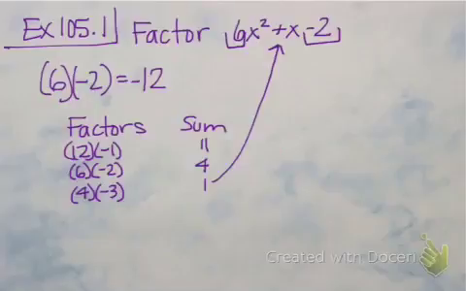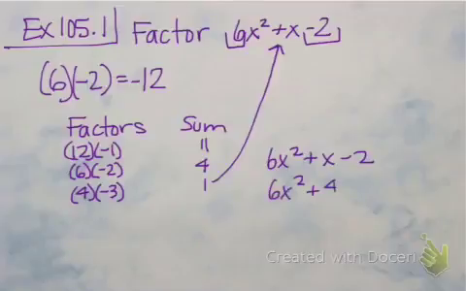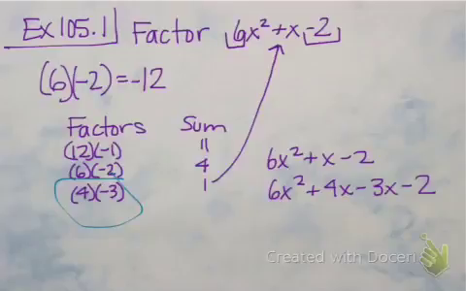So here's what I do. 6x squared plus x minus 2. I'm going to rewrite it as 6x squared, and then I'm going to take these two numbers. I'm going to take 4 and put it in front of x, and then I'm going to take negative 3 and put it in front of x, and then I'm going to put minus 2.